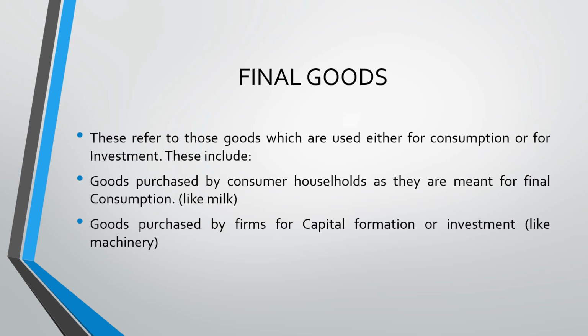Now, we see the firms. If firms purchase goods for capital formation or investment, then those goods are also categorized as final goods, like machinery. So the firm is purchasing machinery and it is an investment for the firm. It will be using that machinery for further production, but still that machinery will come under final goods.